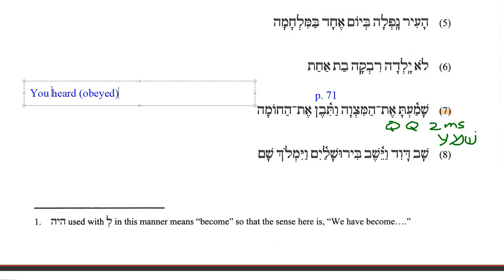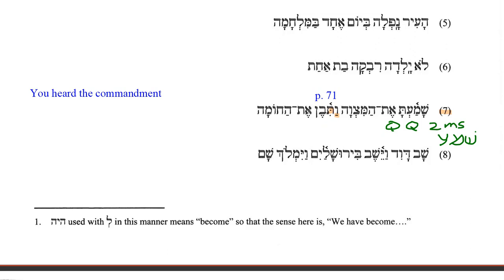Often when Hebrew is talking about obeyed, it will have a bet before the direct object. So let's try this. You heard, direct object marker is et ha-mitzvah. So you have the definite article and then mitzvah. You heard the commandment or the command, and then we have vativen. Now this is a classic Yiqtol form. You have the vav with a patach and then a doubling of the next letter. That would be the prefix.